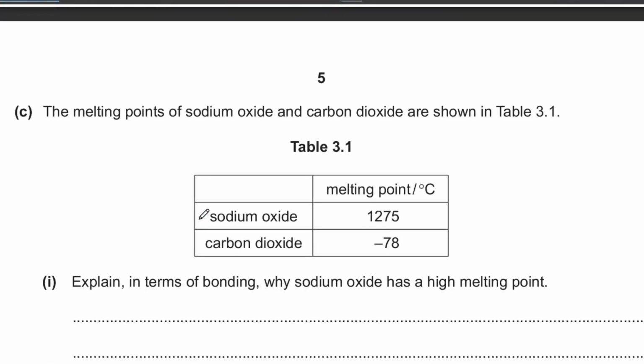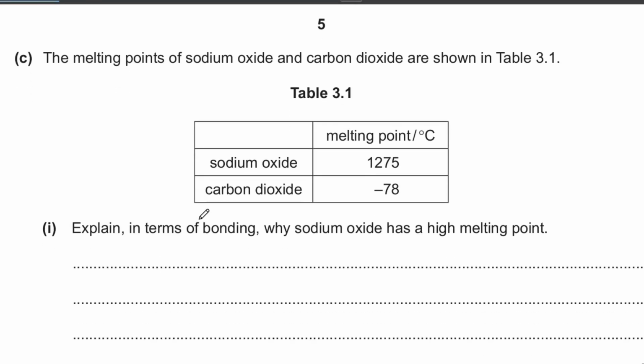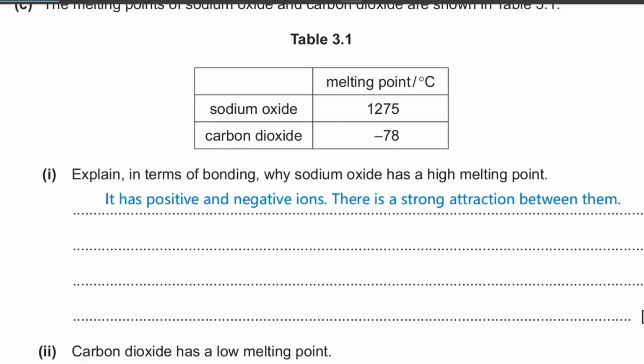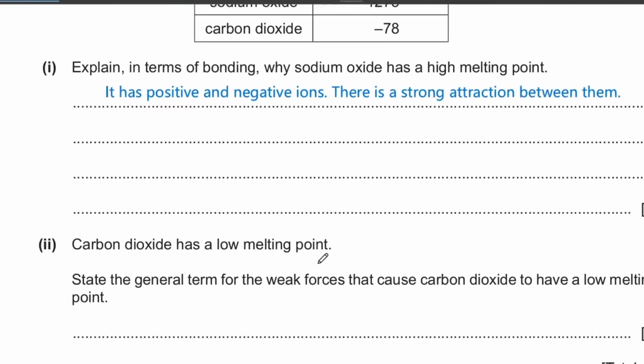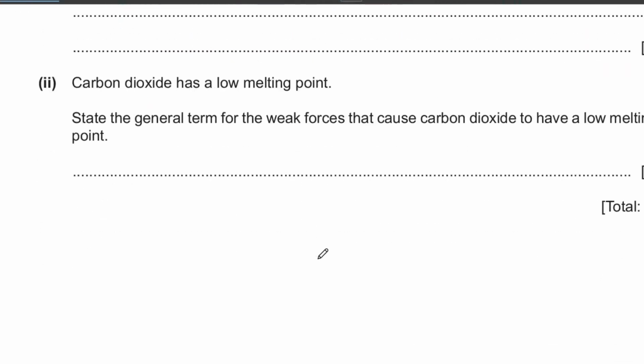C. Why does sodium oxide have a high melting point? It has positive and negative ions. There is a strong attraction between them. How do we know that it has positive and negative ions? Because sodium oxide is ionic. Okay, it's positive and negative, and there's a strong attraction between them called electrostatic attraction between the positive and negative ions, and that is why it has a high melting point.